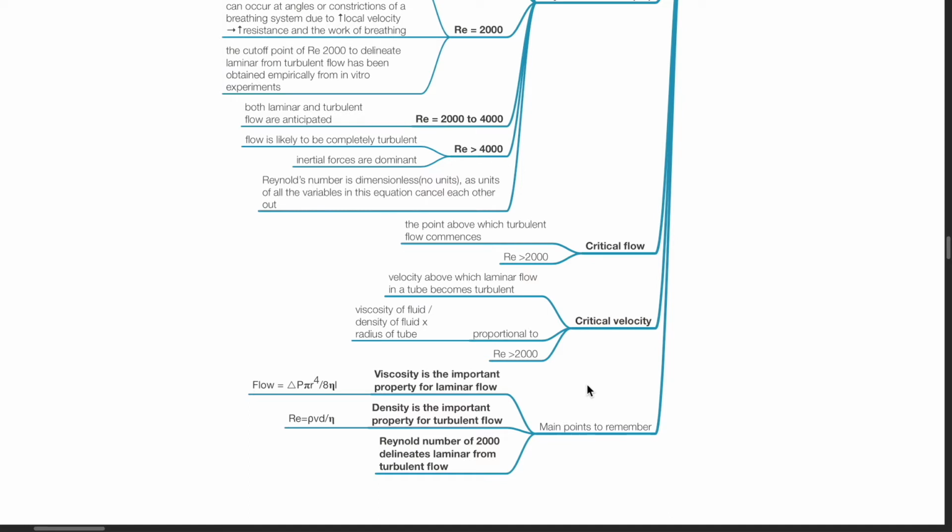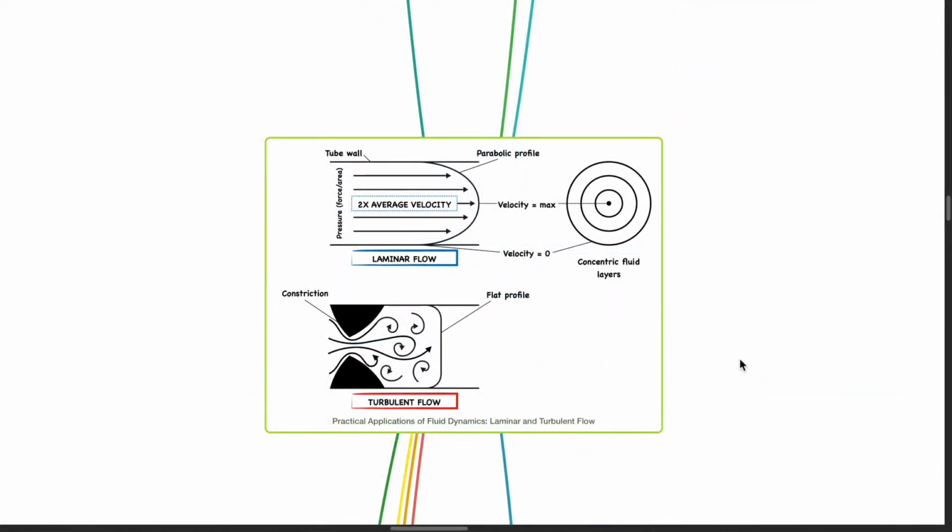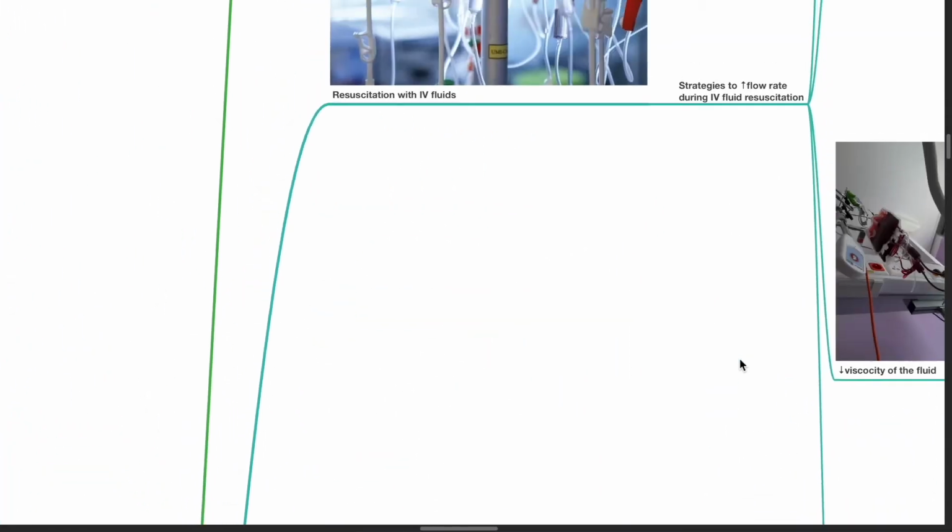Main points to remember: viscosity is the important property for laminar flow, density is the important property for turbulent flow, and Reynolds number of 2000 delineates laminar from turbulent flow. Next, we will be moving on to practical applications of fluid dynamics, laminar and turbulent flow.